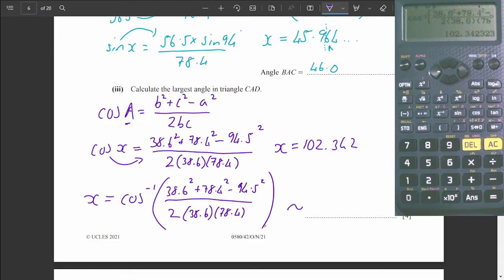102.342 rounded, of course. And since this is an angle, we always round it to one decimal place. That's 102.3.